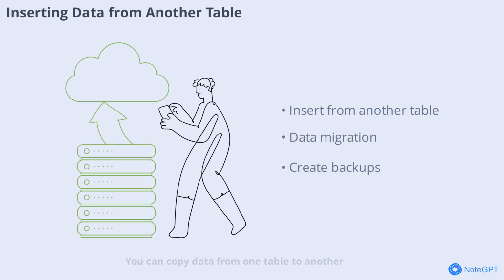You can copy data from one table to another using INSERT INTO table_name SELECT * FROM table WHERE condition. For example, to add employees with a salary less than 50,000 to a new table, use INSERT INTO emp2 SELECT * FROM emp WHERE salary < 50,000. This is useful for data migration or creating backups.